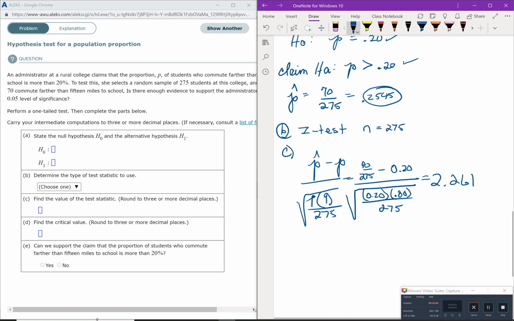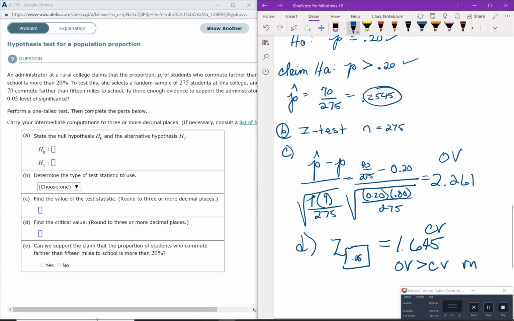Using your ALEKS calculators or Excel, to find the critical value, you would simply do z of 0.05. And remember, it's greater than, so you're going to take the positive of whatever you got, and I believe you get 1.645. Remember, this is the observed value, this is your critical value. The rule of thumb is, if the OV is greater than the CV, you're going to reject the null.